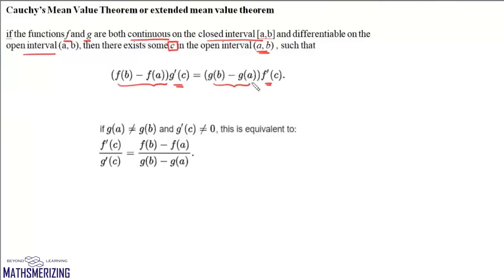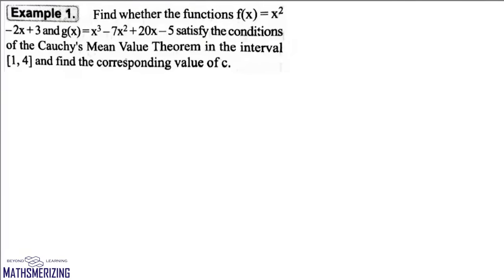Now if g(b) is unequal to g(a) and g dash c is unequal to 0, then we can write this as f dash c upon g dash c will be equal to f(b) minus f(a) upon g(b) minus g(a). And that's our statement for Cauchy's mean value theorem. Now here the question is, find whether the functions f(x) equals x square minus 2x plus 3 and g(x) equals x cube minus 7x square plus 20x minus 5 satisfy the conditions of Cauchy's mean value theorem in the interval 1 to 4.